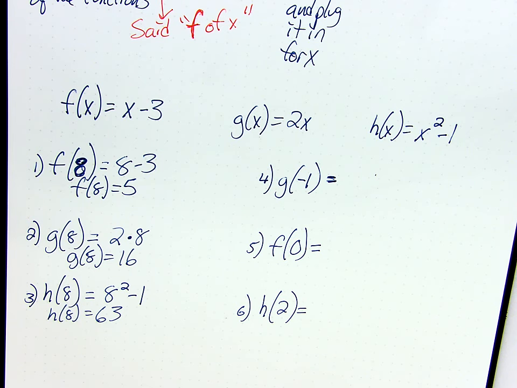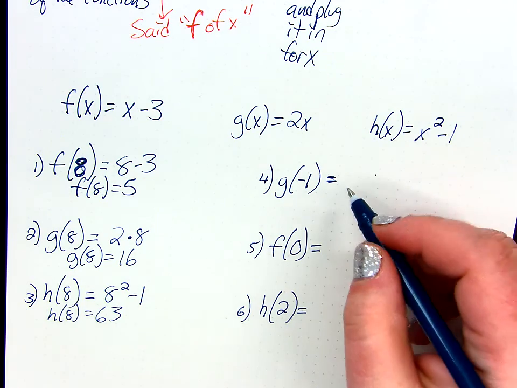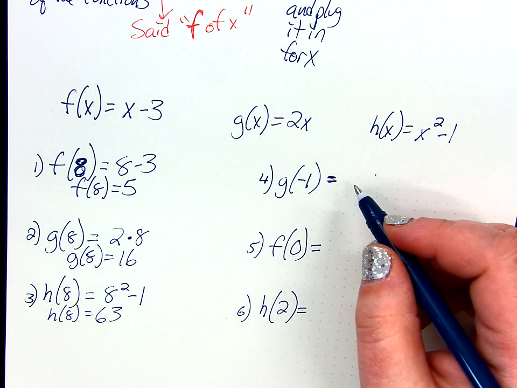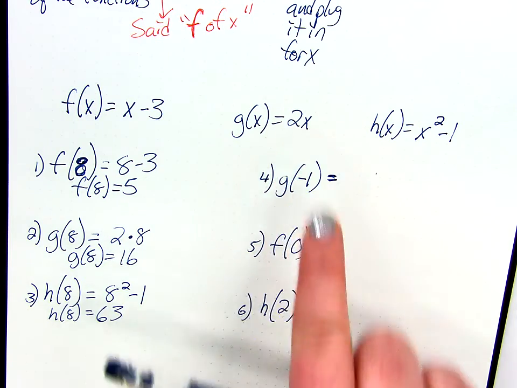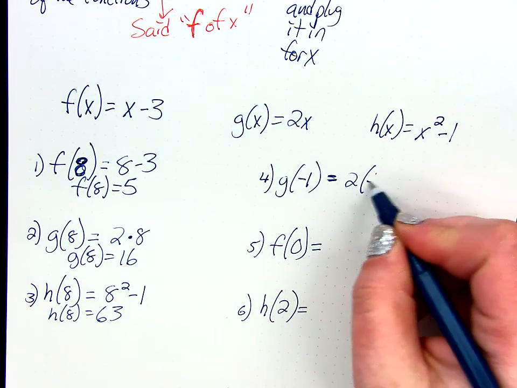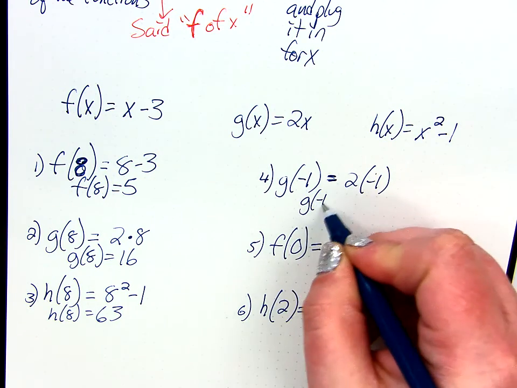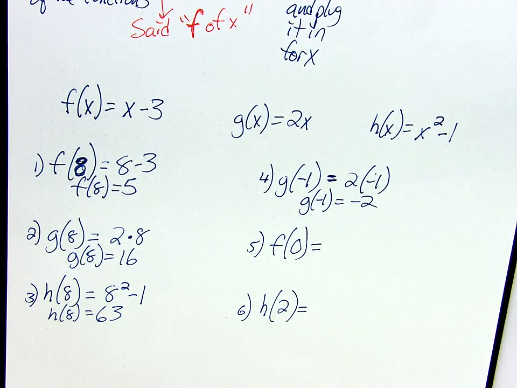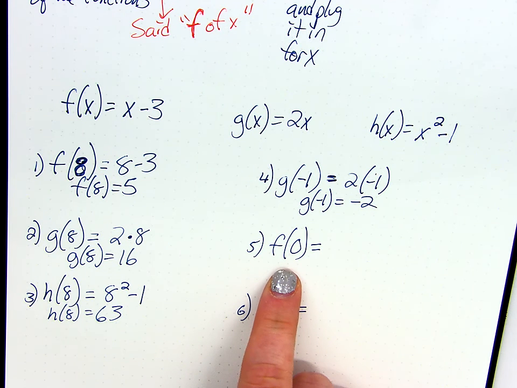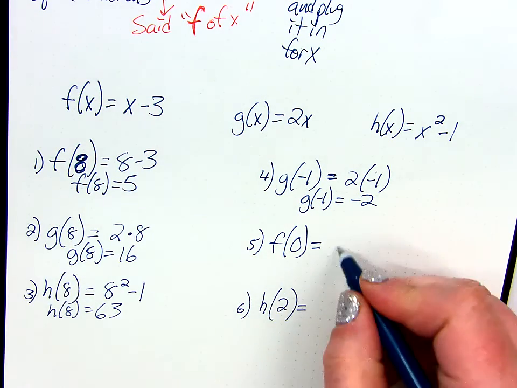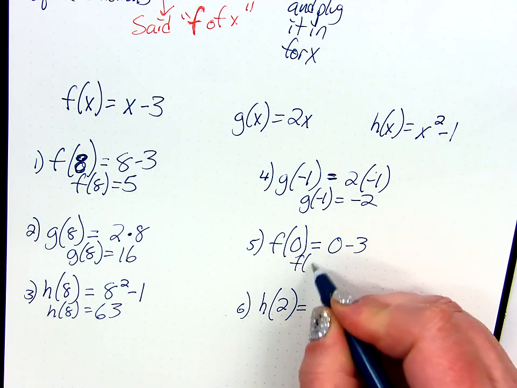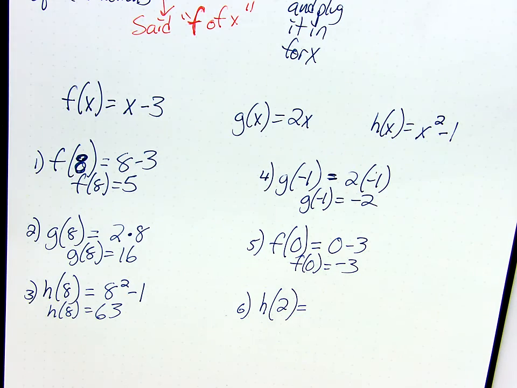Okay, g of negative 1. Pablo, what'd you get? Perfect. G, so I know I'm going to go here. I just need to do 2 times negative 1. So g of negative 1 is indeed negative 2. F of 0, how about that? It looks weird, but what is it? What do you get as an answer, Olivia? Perfect. I'm just going to go to the f function, and I just plug in a 0. So I do 0 minus 3. That means f of 0 is just negative 3.